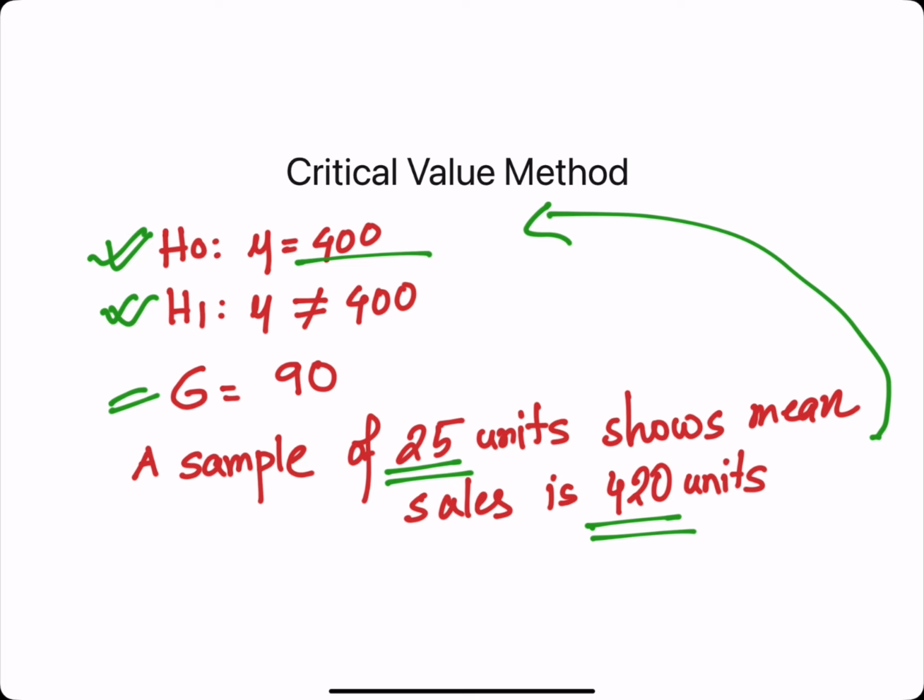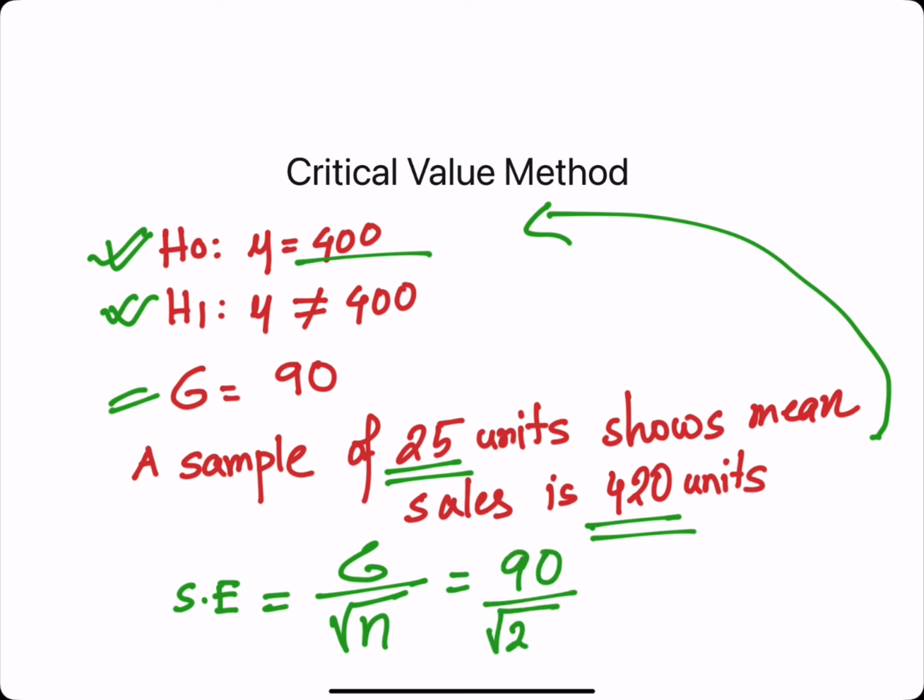Now let's walk through the critical value method. The first step is to calculate the standard error, which means how much the sample mean is expected to vary from the population mean. So how is it calculated? The standard error is given by the population standard deviation divided by the square root of the number of samples, which is 90 divided by the square root of 25. It gives 90 by 5, which is equal to 18.